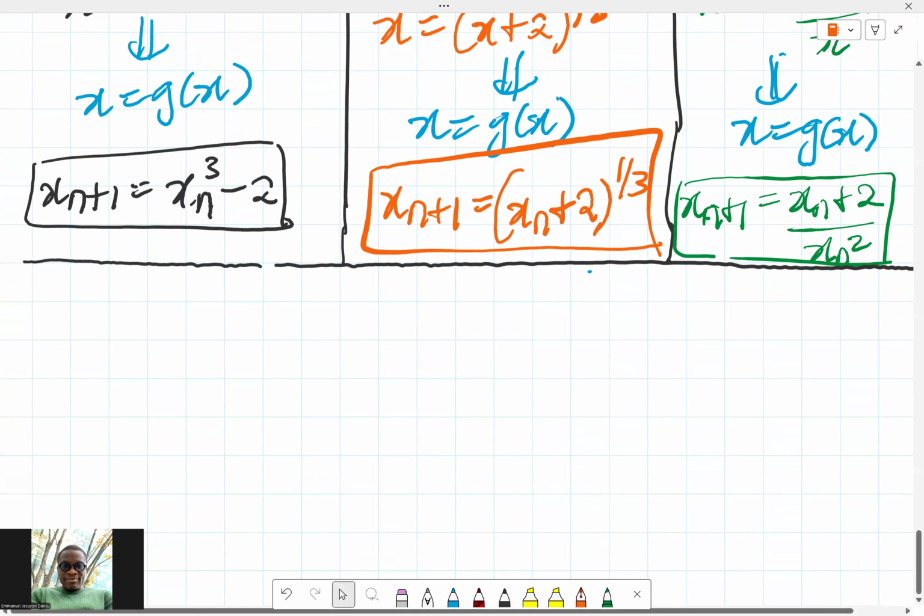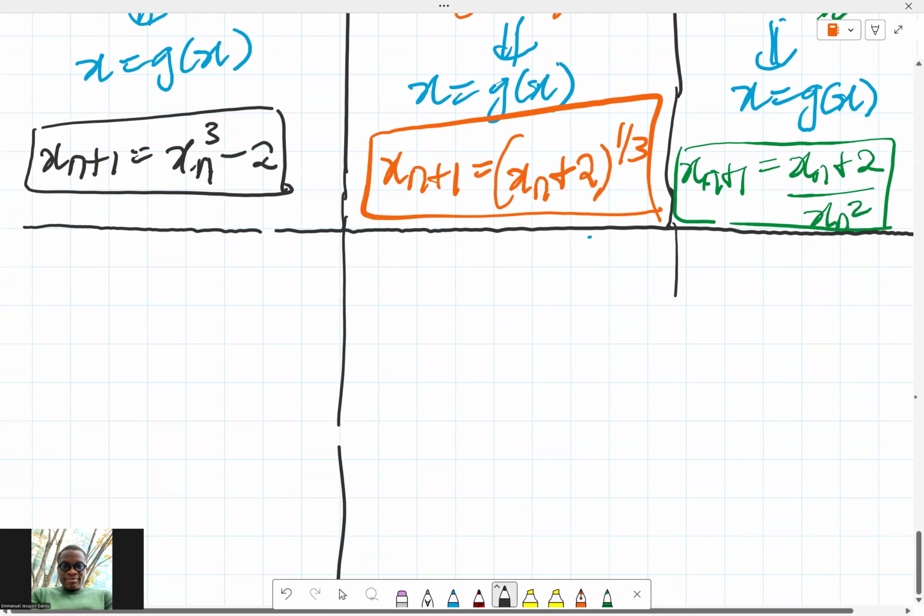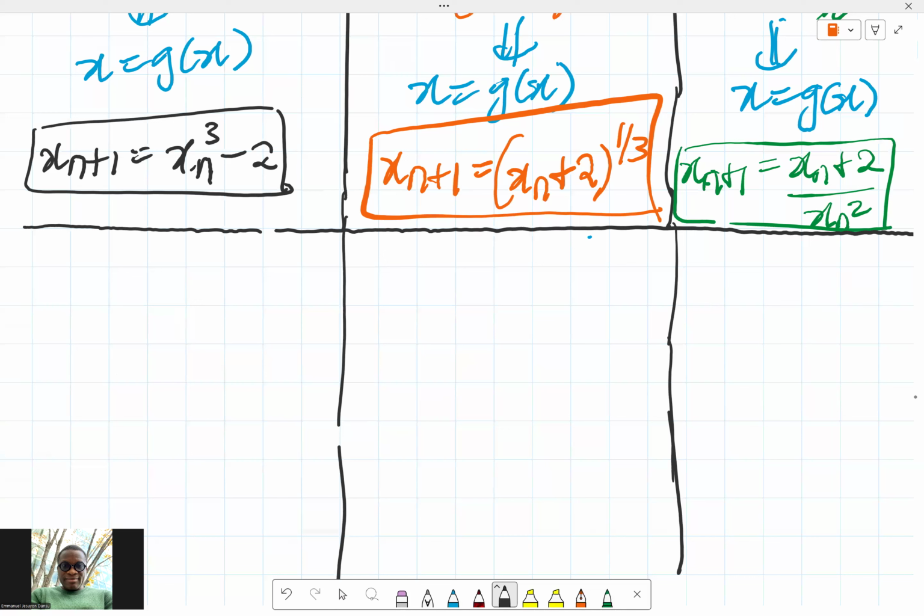So now let the iterations start. Okay. So let's start with the first one. So for this now, don't forget our function is f of x equals x cubed minus x. Oh no, we are good now. We are good now.